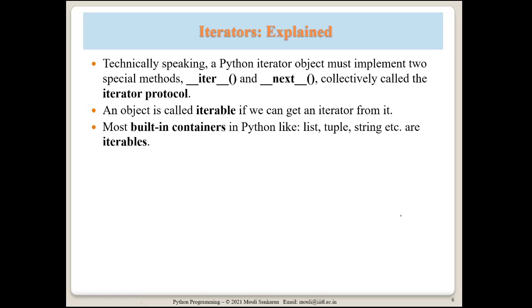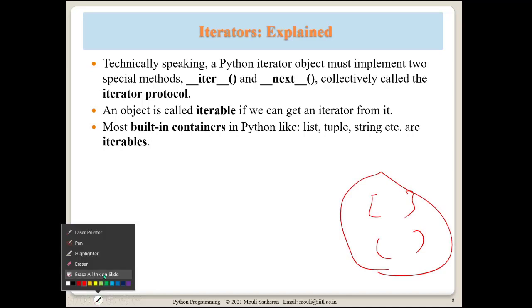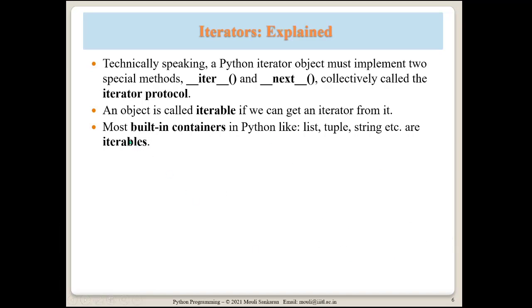So all the built-in things we know so far are iterable. That's why we have been happily using the for loop with them. Most built-in containers in Python, like list, tuple, and string, are iterables. That means the Python interpreter has already implemented these methods inside those classes, which helps us do our for loop on getting items from those iterable objects.